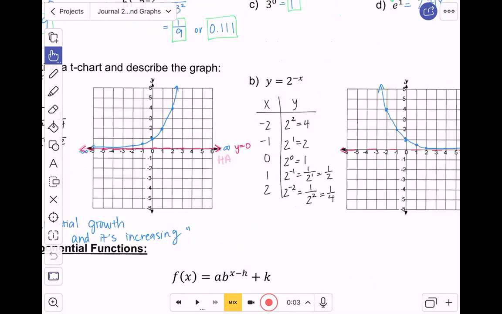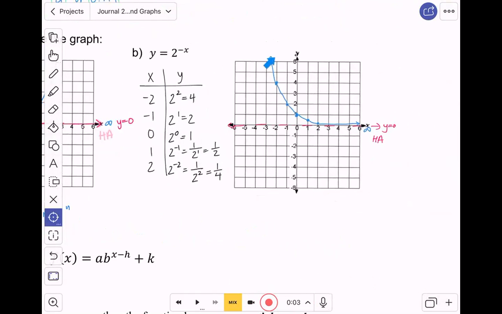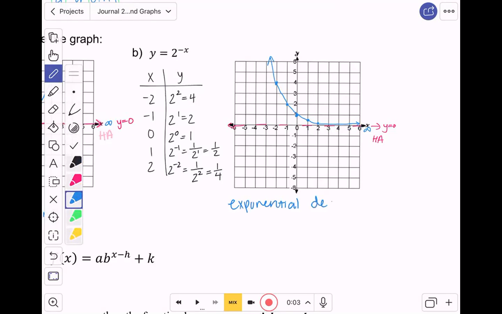Whereas this one here, you can see it's kind of falling downwards. So it's definitely decreasing the more you go to the right. But notice that it's starting to slow down as you're going to the right. So this is what we call an exponential decay, and it's decreasing.